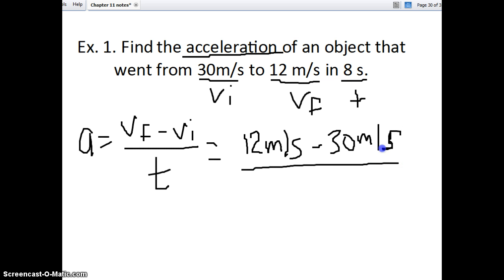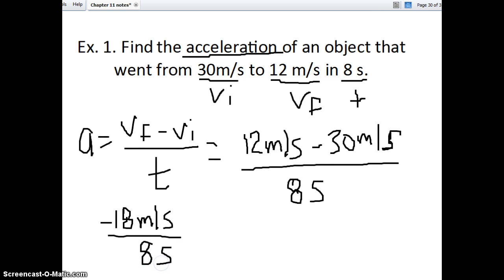over 8 seconds. So 12 minus 30 is a negative 18 meters per second, and divide that by 8 seconds, and negative 18 divided by 8 is a negative 2.25, and the unit will be meters per second squared, because the seconds don't cancel out, they just get doubled up on the bottom. So it'll be meters per second squared. The reason why it's negative is because you decreased in speed, so you had a negative acceleration.